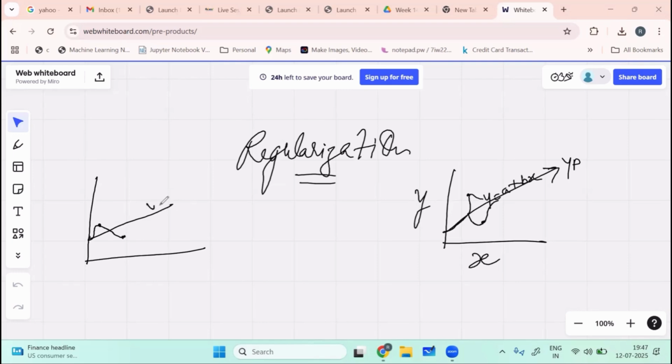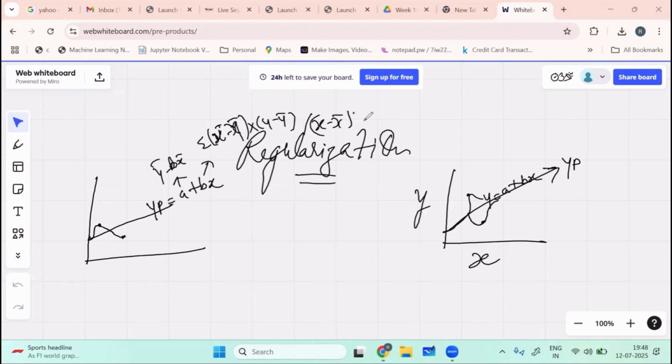What is this line? Y predicted, which is a plus b of x. What is a? This is y average minus b times x average. What is b? It is the summation of (x minus x bar) into (y minus y bar), divided by the summation of (x minus x bar) whole square. This I will discuss later, the mathematical equations.